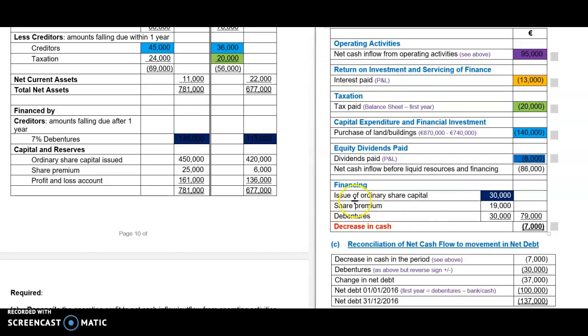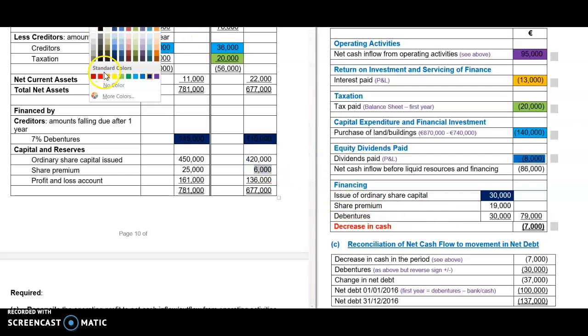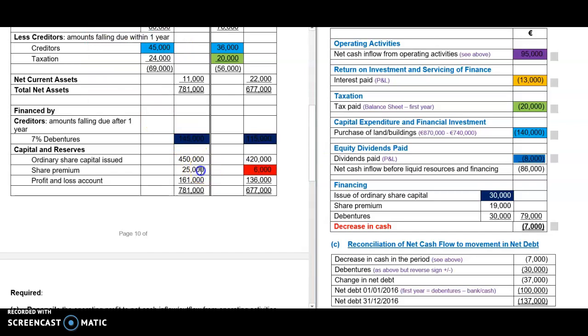Our next is share premium. 2015 it was 6, and 2016 it was 25,000. So again, you can see there was an increase there. It's an increase of 19,000. Again, money coming into the business, so it's a plus, it's an inflow.